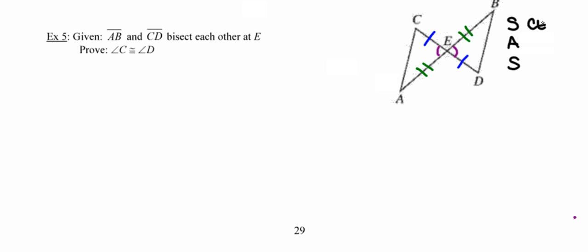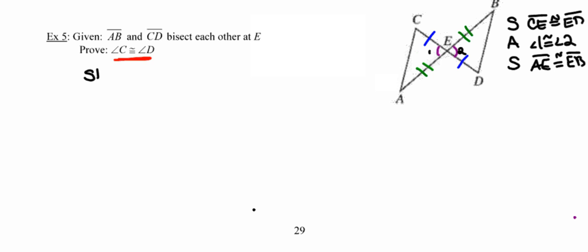So I've got CE congruent to ED. I've got the vertical angles at point E. And the second pair of sides, side AE congruent to side EB. So again, I know that it says prove these angles congruent to each other, but at this point, my first goal, my first objective, is to make the triangles congruent. So that's where I'm going to go first.